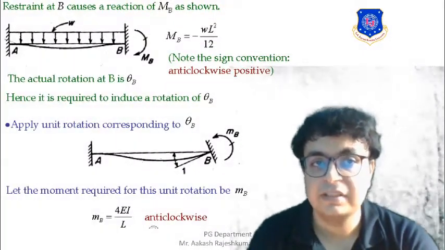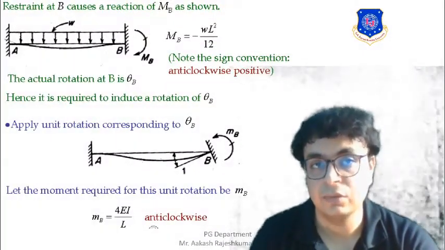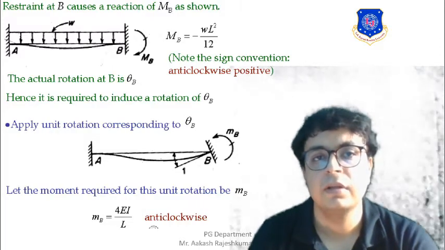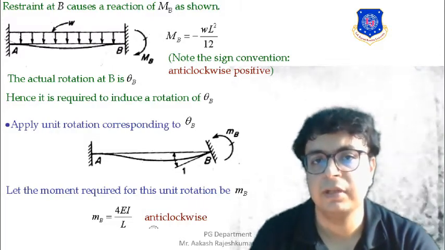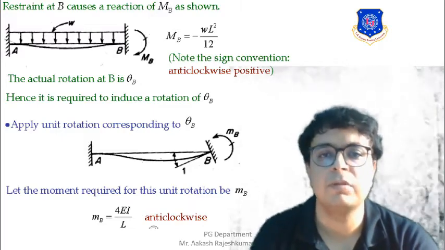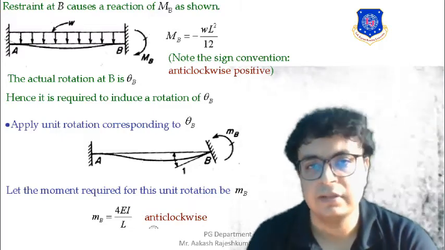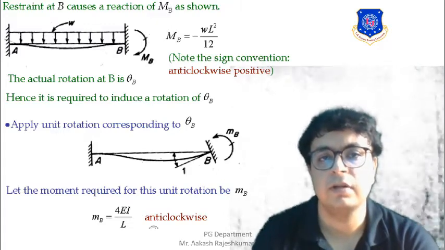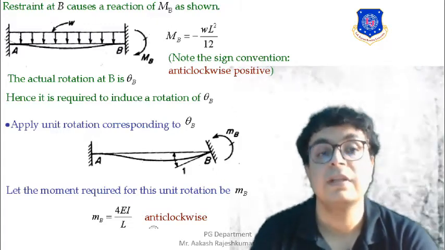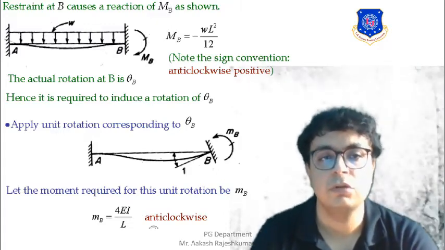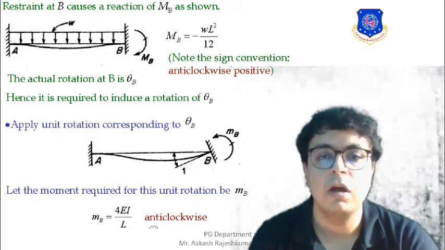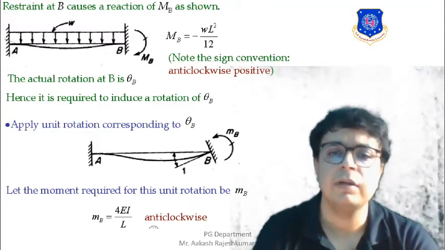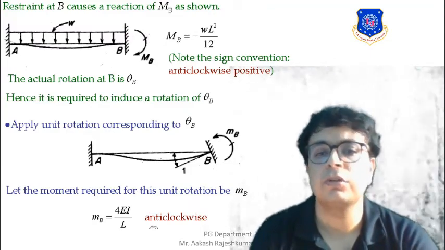When we are restraining the B joint, as per the rule, it will cause the reaction MB. MB will be equal to nothing but the fixed end moment. It will be equal to WL square by 12. That is nothing but the fixed end moment when only a UDL is acting on it. The actual rotation will be theta B. Hence, it is required to induce the rotation of theta B. After that, what we have to do? We have to provide a unit rotation at B.